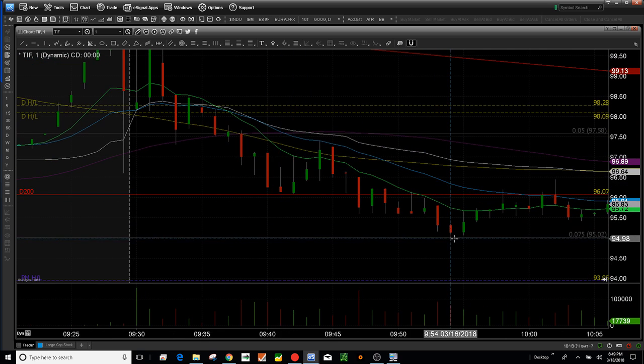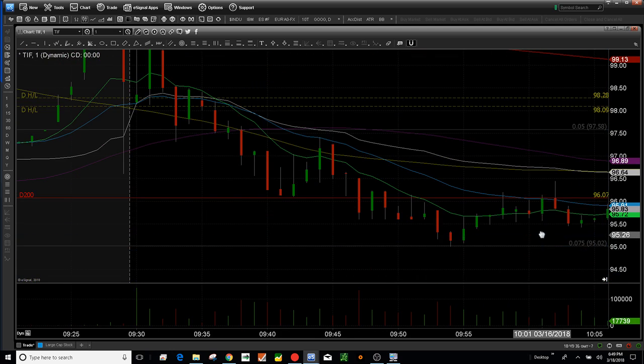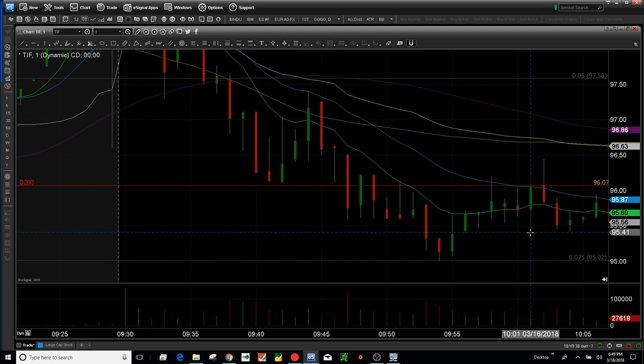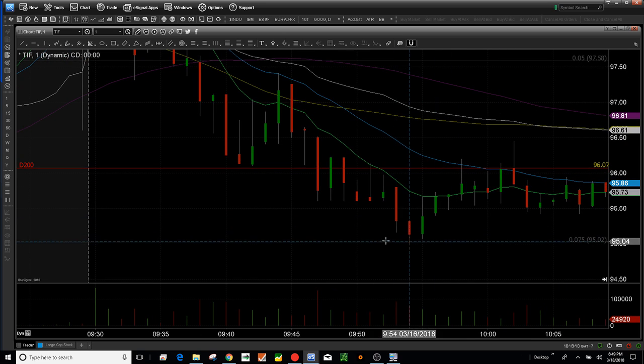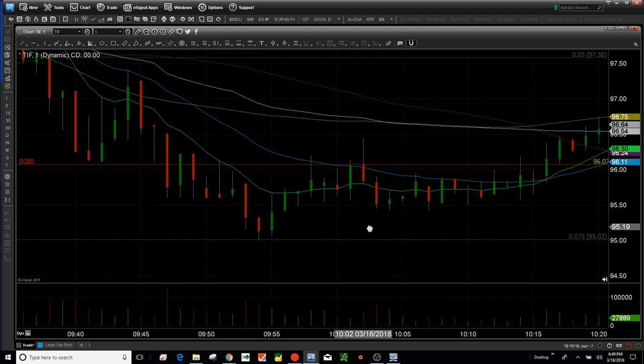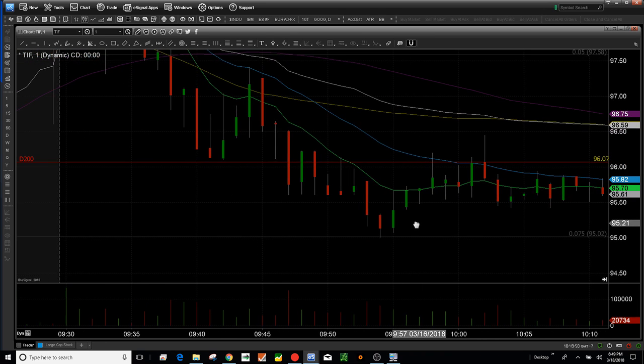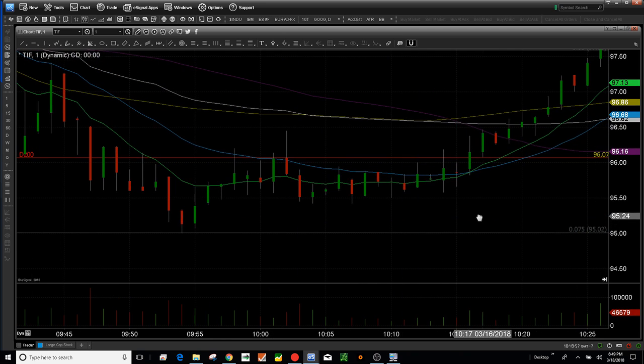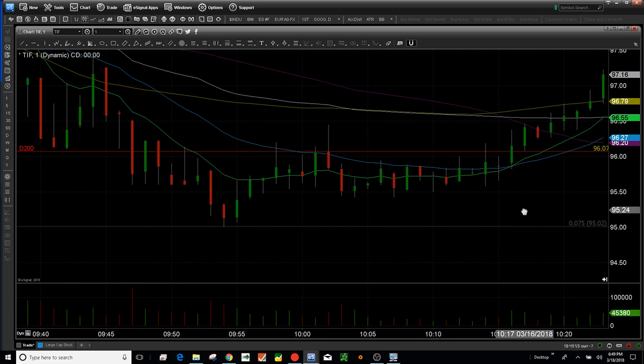And then it came back, hit. I wish I would have drawn my percentages here. I could have easily seen this, and it bounced right off the 7.5% mark. And later on, I could have sworn it hit $95 twice, but I don't see it hitting $95 twice. That's pretty weird.